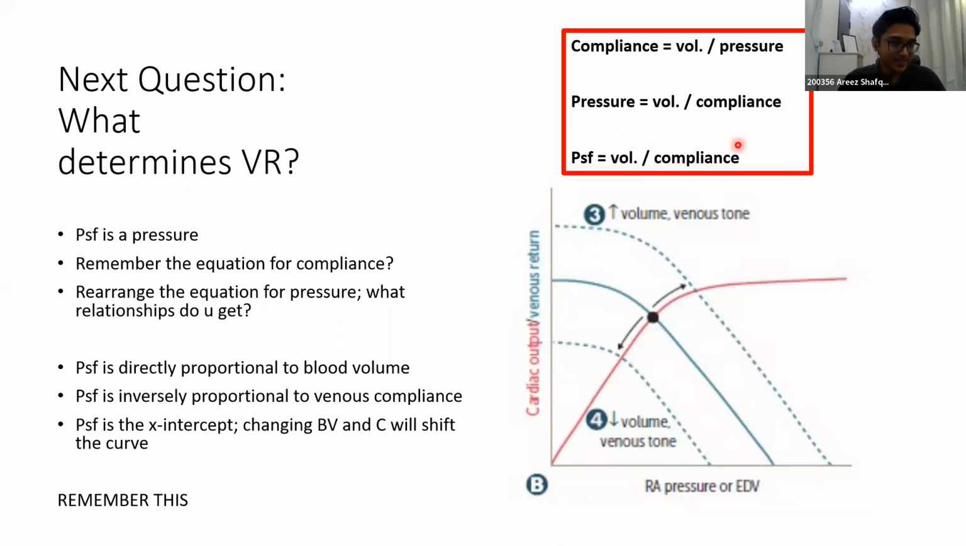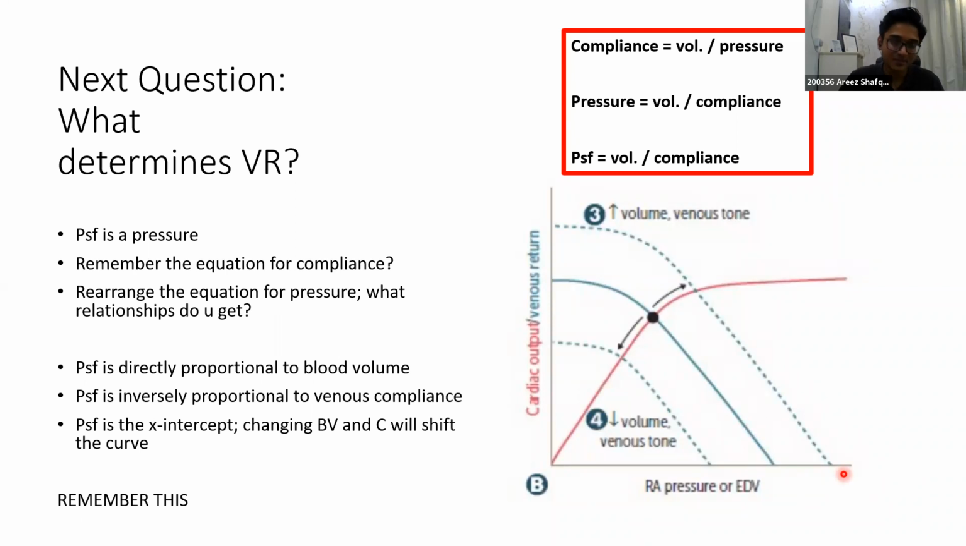PSF is inversely related to compliance. Compliance is how much a vessel stretches, right? So this is venous compliance, by the way, not arterial compliance, venous compliance. If I constrict the veins, I will decrease their compliance, right? I will make them more rigid. So if I decrease compliance, I will increase PSF. So if I want to shift the curve to the right, I constrict the veins, I will shift the curve to the right because I'm increasing PSF.